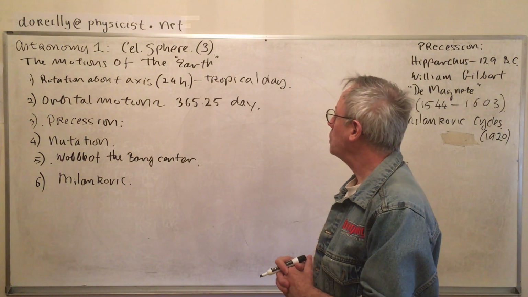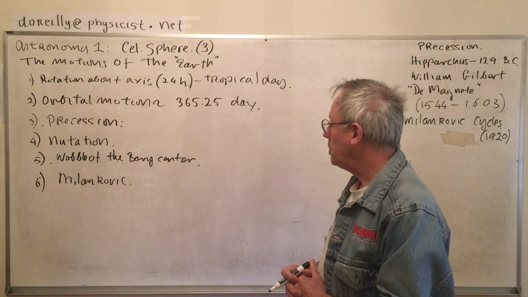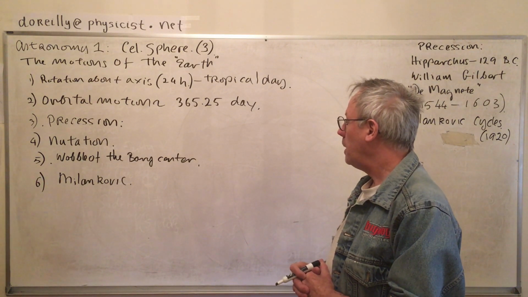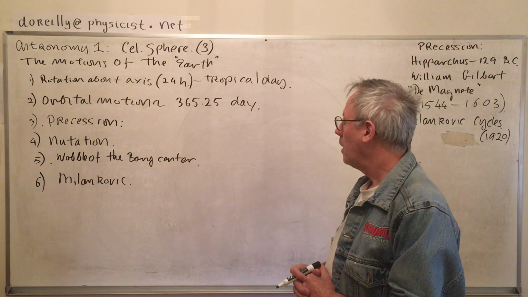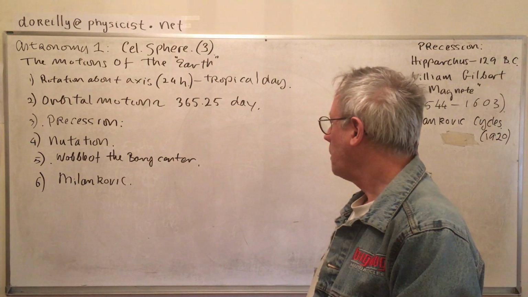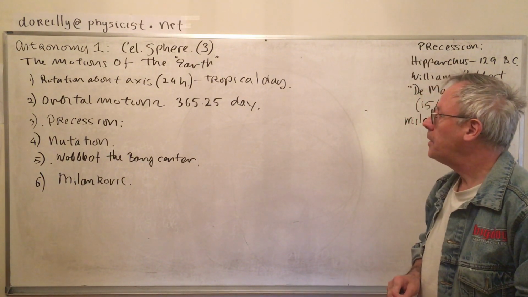So there are 6 motions. Rotation of the axis, orbital motion, precession, nutation, wobble of the barycenter, Milankovitch. What else could I put in there? I had 7 the last time. But that'll do us for now. So let's look at a little bit more closely at these motions.